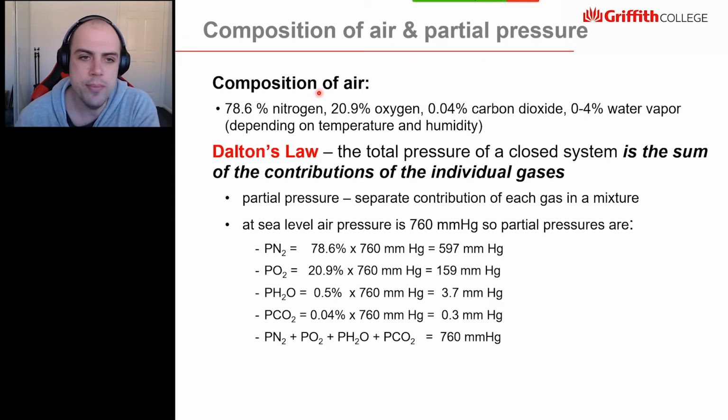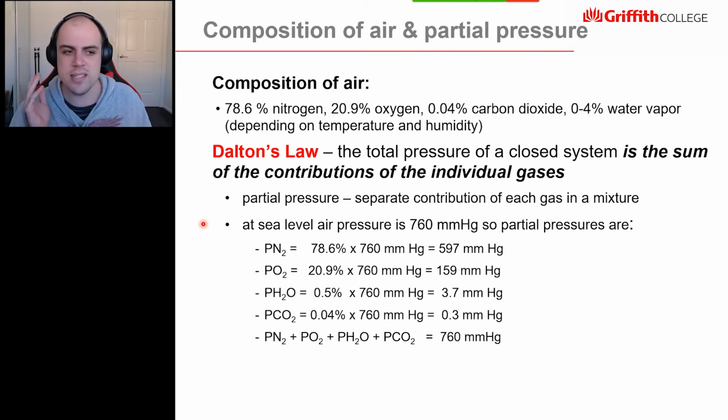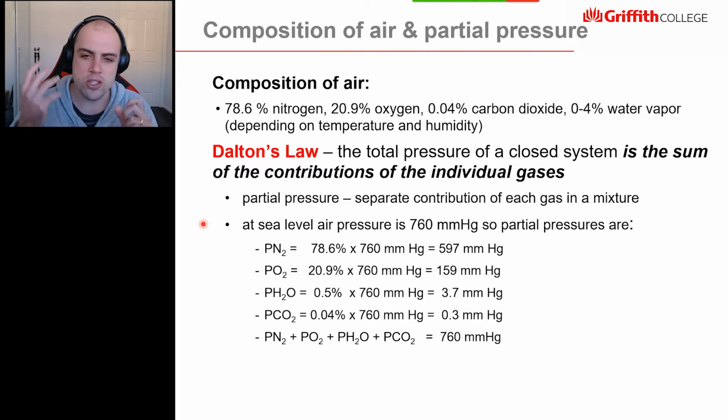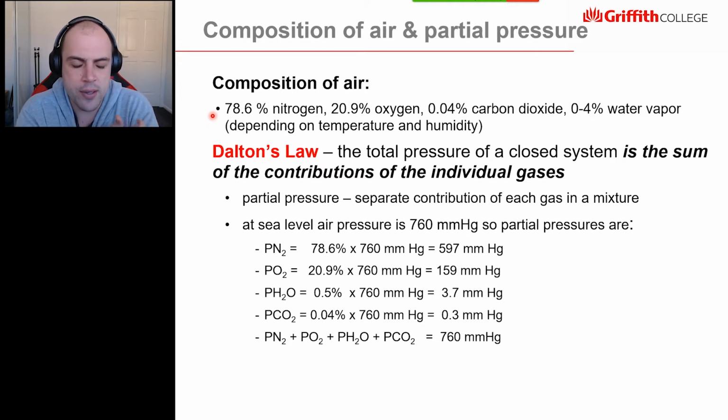Okay, so the second of our three laws. We did Boyle's law, which described pressure and volume. The second of these laws is Dalton's law. Dalton's law says the total pressure of a closed system is the sum of the contributions of the individual gases. Let's reword that a little bit. What does that mean? Dalton's law is addition, basically.